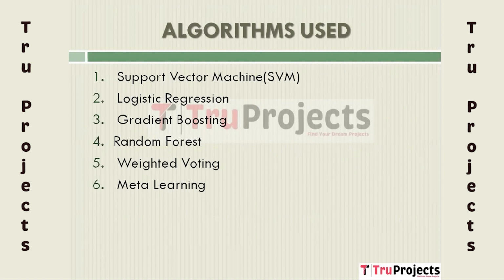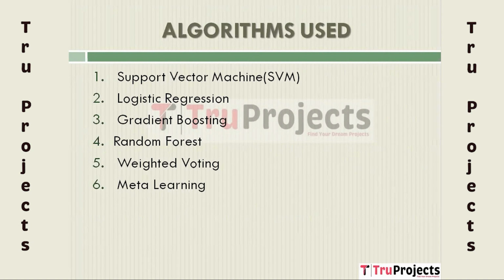Third one is gradient boosting. Gradient boosting is an ensembling method that combines multiple weak learners, usually decision trees, to create a strong classifier. It builds models sequentially, with each model correcting the errors of the previous ones. Fourth one is random forest. Random forest is another ensemble learning technique that creates a multitude of decision trees and combines their predictions to produce a final result. It helps to reduce overfitting and improve accuracy.